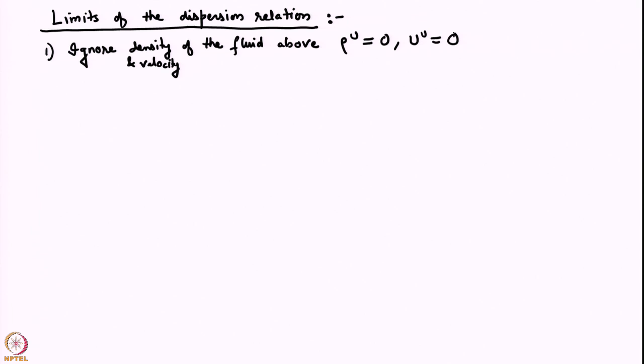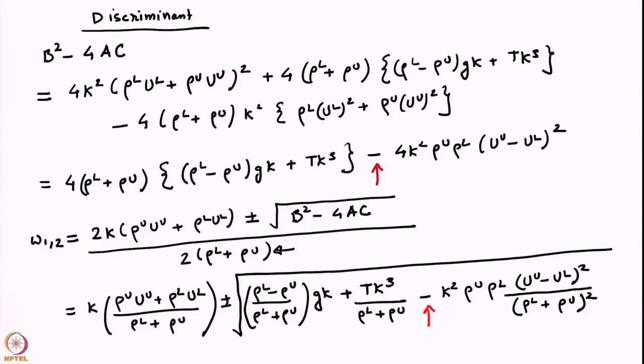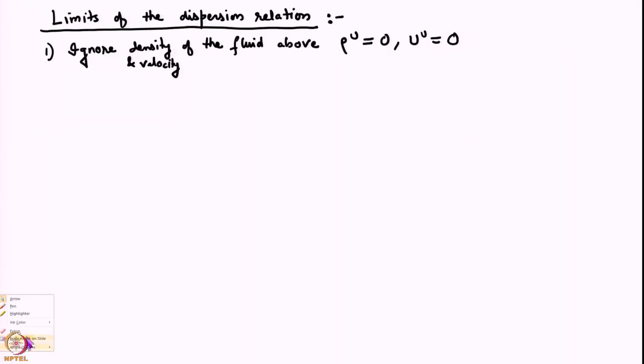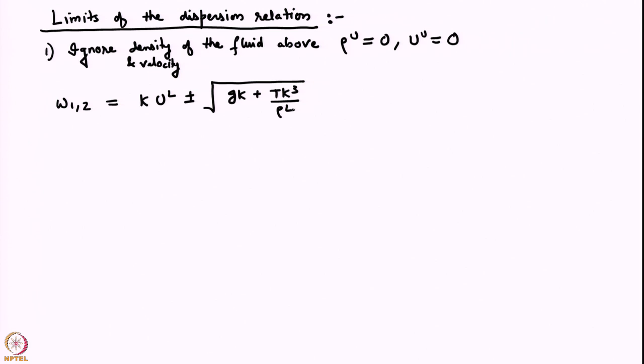What happens to the dispersion relation that we just wrote in the last slide if we make these assumptions? In that limit, what do we obtain? We just obtain that omega 1,2 becomes k times U l plus or minus the root of g k plus T k cubed by rho l.